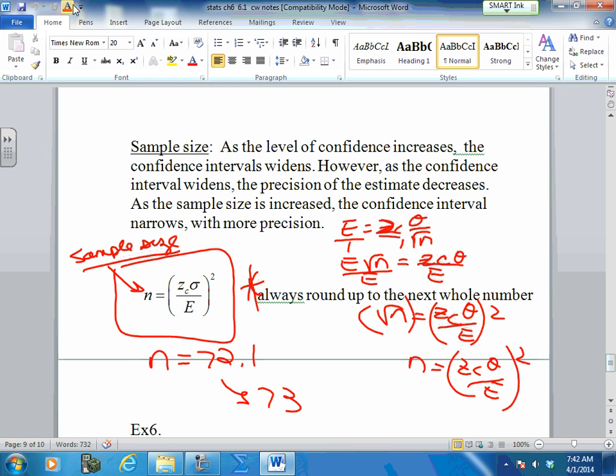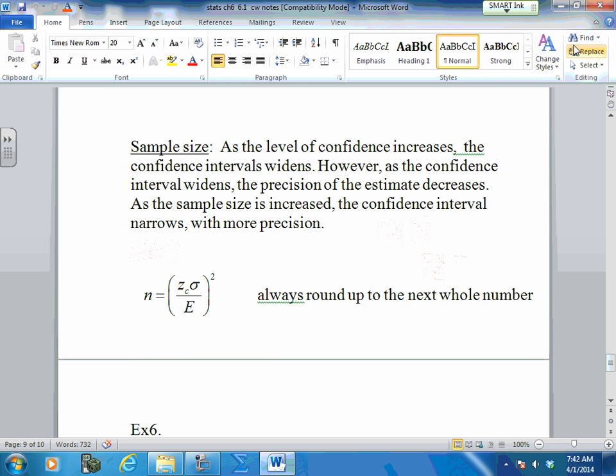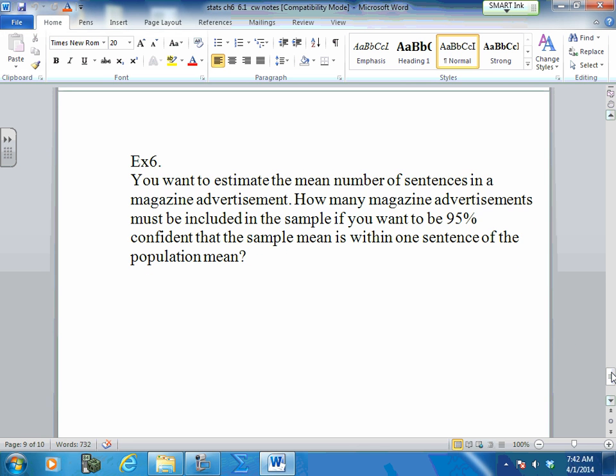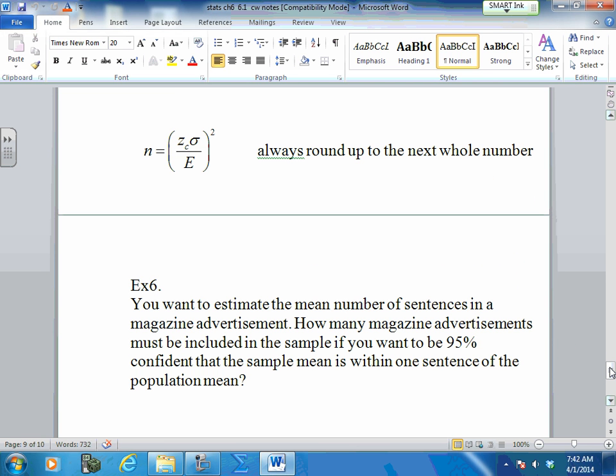Okay? Good so far? Okay. So in order to do this, we're going to use your formula. You want to estimate the mean number of sentences. Remember we were doing this through this little section about their sentences, how long each sentence is in their advertisements. You want to estimate the mean number of sentences in an advertisement. How many magazine advertisements should be included in your sample?